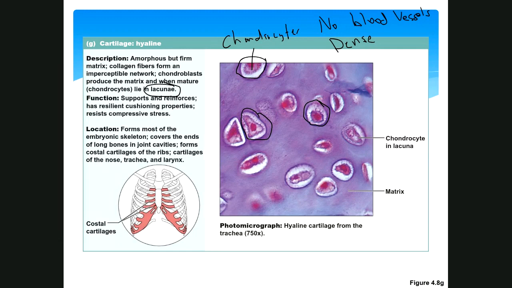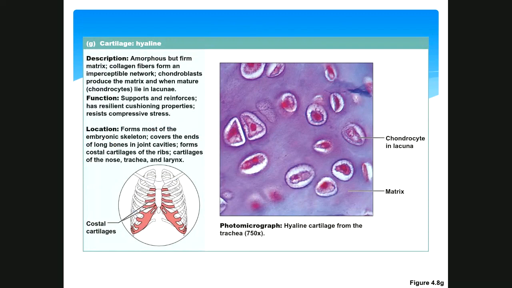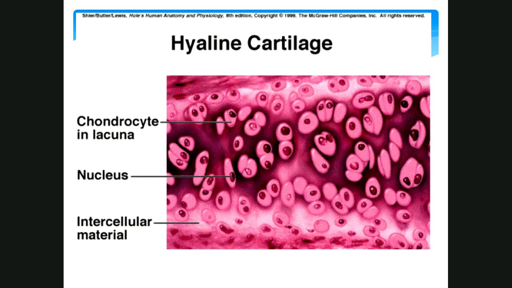Well, remember there's three types of cartilage. So let's look at hyaline first. A good way to think about hyaline or try to remember it, it looks to me like Swiss cheese. Because it looks like it's got holes in it. And those are holes. Remember, those are those lacunae, a place for the chondrocytes to be located. If we blow that up, it looks like this. You can see them, the holes.